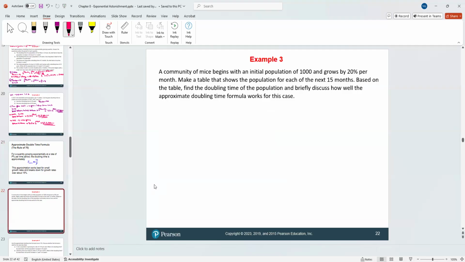So let's try it in this particular example, where a community of mice begins with an initial population of 1,000 and grows by 20% per month. Make a table similar to the one, unfortunately, you don't see it. Make a table that shows the population for each of the next 15 months. Based on the table, find the doubling time of the population and briefly discuss how well the approximate doubling time formula works for this one.